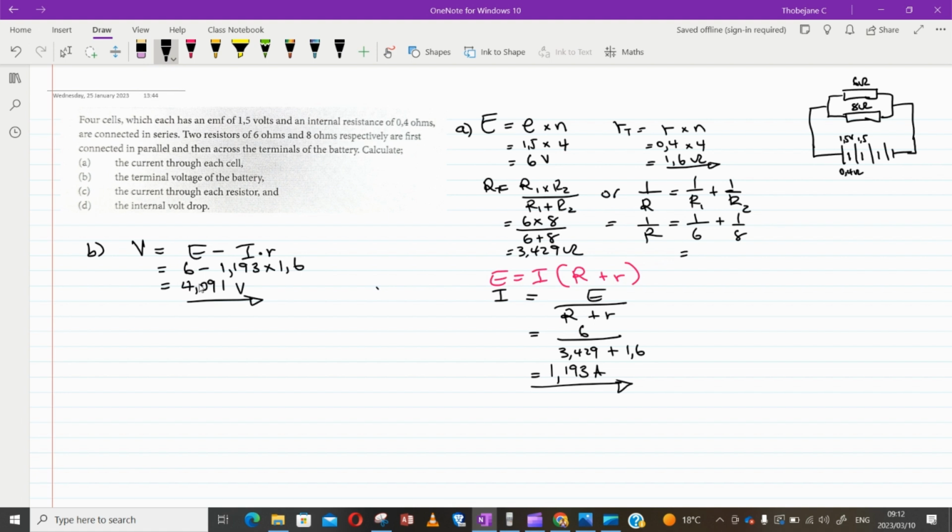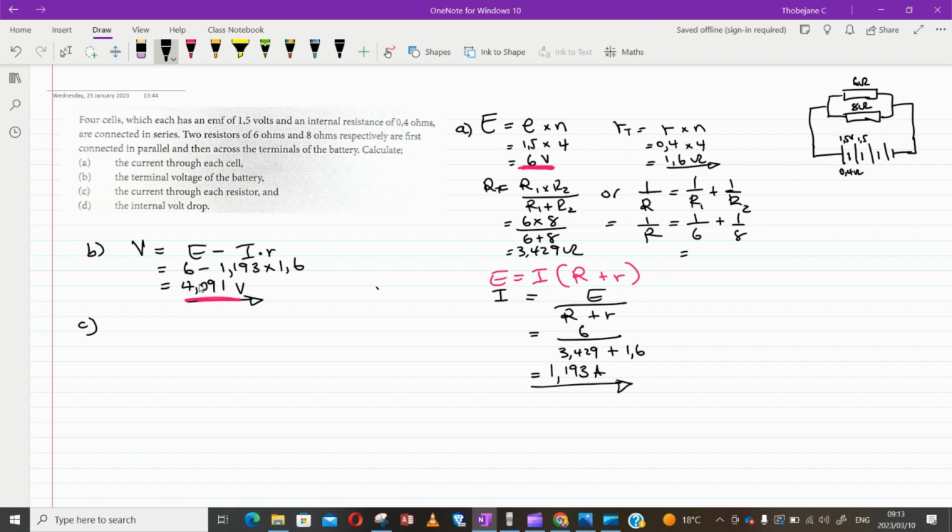Originally, when the switch is open, the EMF was 6 here. But the moment the switch is closed, the voltage goes down to 4. What happened to the rest? It went to the internal resistance of the power source.